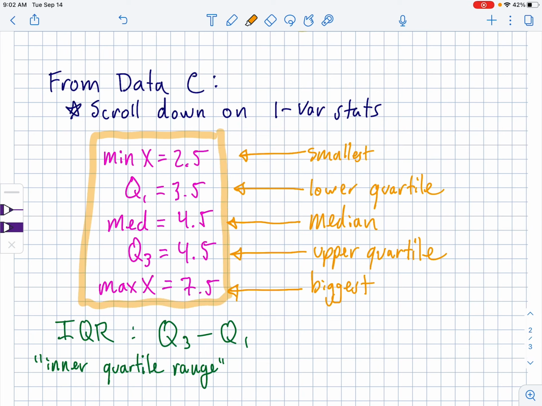Oh, there's a name for these 5 numbers. It's not a clever name. It's called the 5-number summary. So sometimes they'll say, find the 5-number summary, and they're looking for 1, 2, 3, 4, 5.